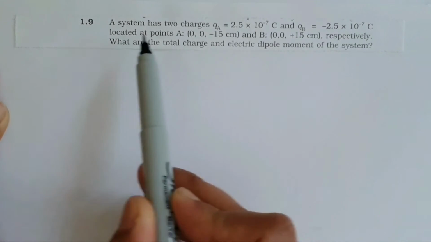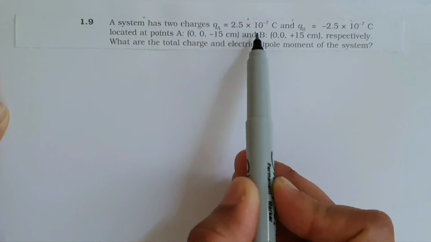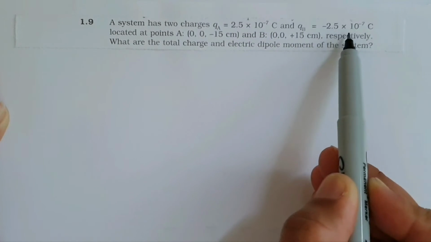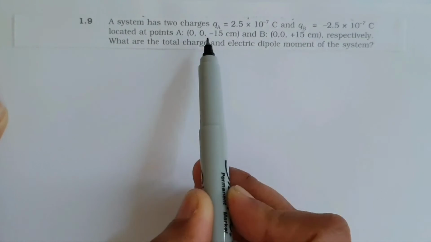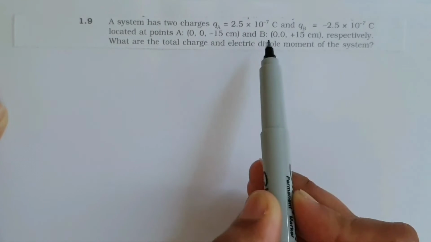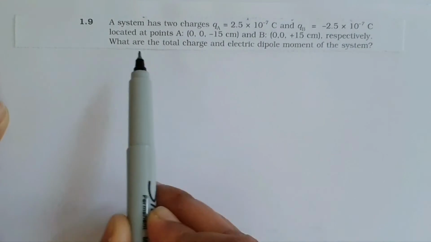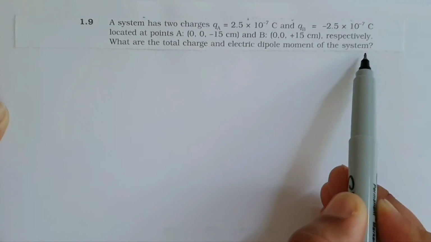Question number 9. A system has two charges, QA equal to 2.5 into 10 raised to minus 7 Coulomb and QB equal to minus 2.5 into 10 raised to minus 7 Coulomb, located at points A, 0, 0 minus 15 centimeter and B, 0, 0 plus 15 centimeter respectively. What are the total charge and electric dipole moment of the system?